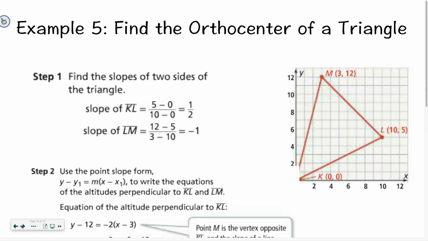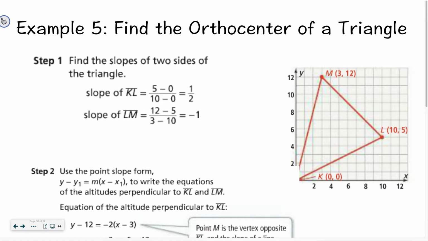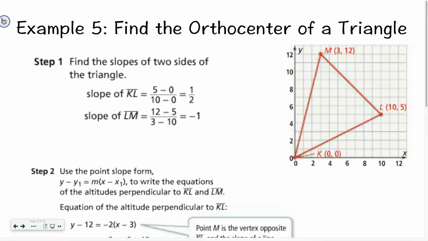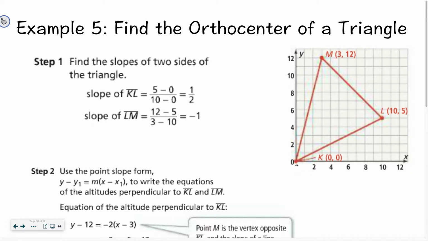Then let's look at how you find an orthocenter with a triangle. So I copy-pasted from the book, so that way I can just walk you through it without you having to watch me write. So the first step, find the slopes of two sides of the triangle. You can pick any two sides, it doesn't matter which, but the book chose KL, so this purple one, and LM, this blue one. And your first step, find the slopes.